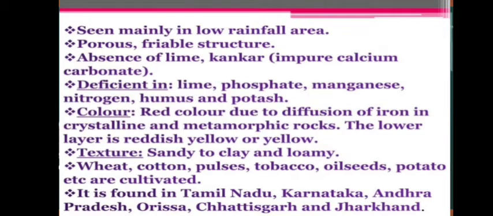And it is seen mainly in low rainfall areas. Porous, friable structure, absence of kankar, that is impure calcium carbonate, and deficient in lime, phosphate, manganese, nitrogen, humus and potash. The color of the soil is red due to diffusion of iron in crystalline and metamorphic rocks.